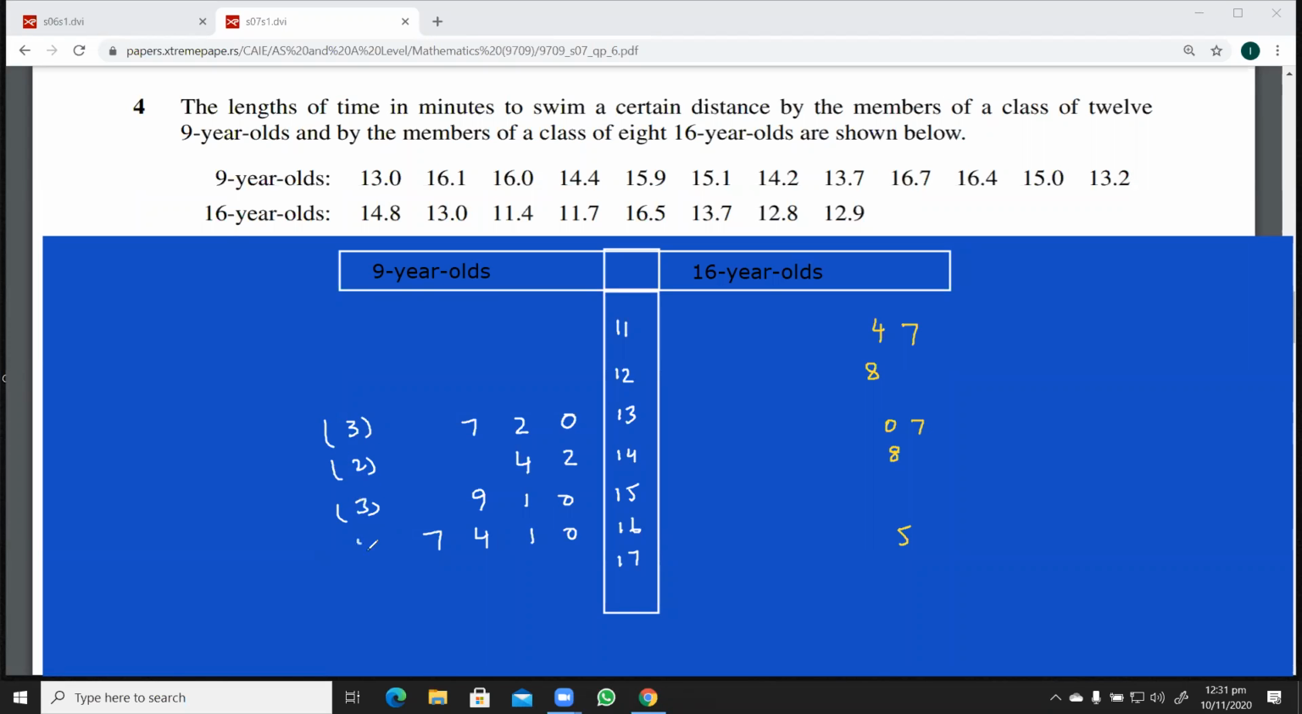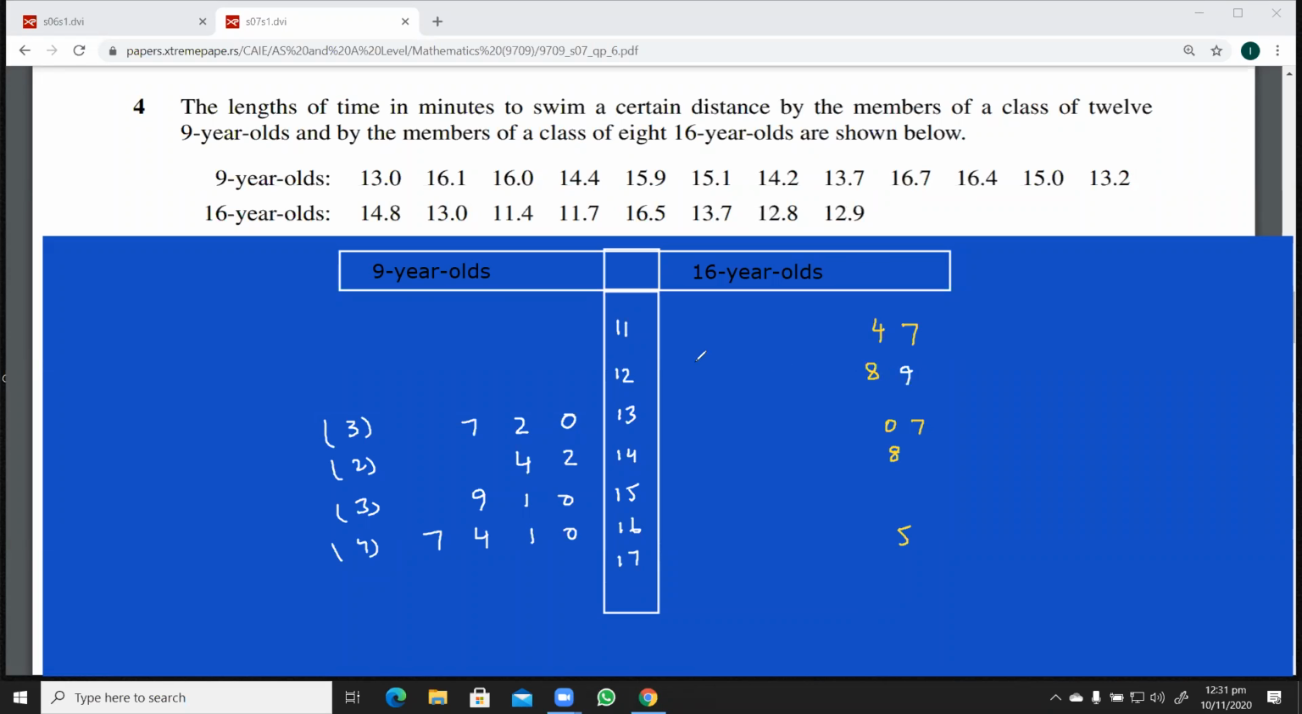Okay. So this is going to be 4, and there are 12. Let's count 1, 2, 3, 4, 5, 6, 7, 8, 9, 10. So yeah, these are 12. So no one is missed here. I was at 11. So I have written 14.8, 13.0, 11.4, 11.7, 16.5, 13.7 is written, 12.8 is there, and then 12.9.